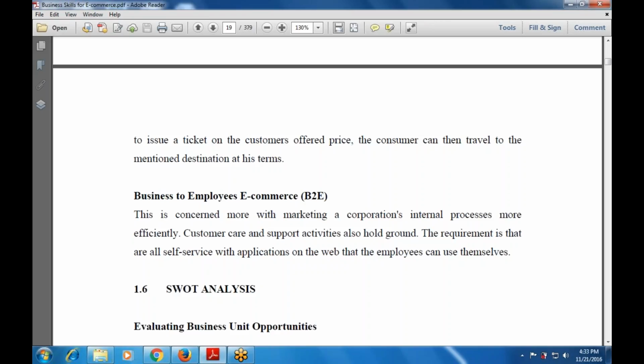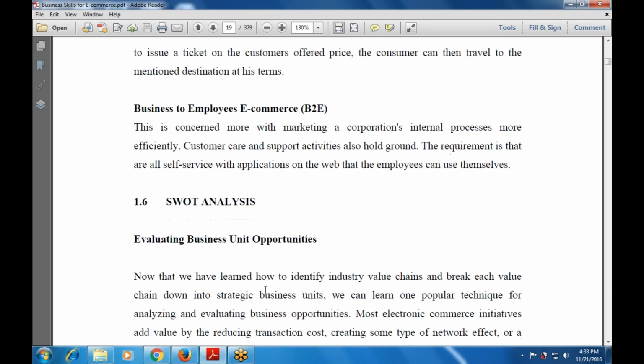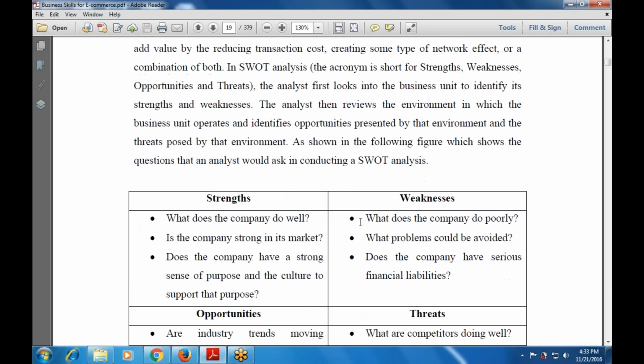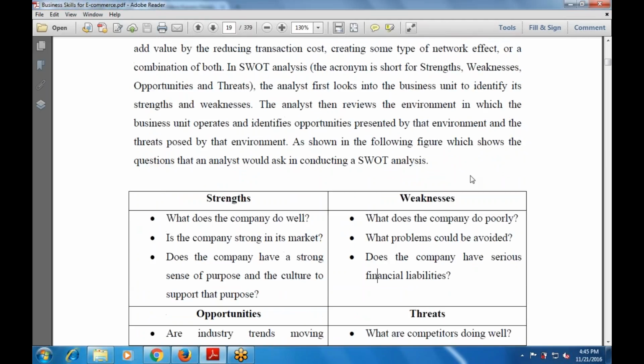The next one is SWOT analysis, that is strength, weakness, opportunity, threat, evaluating the business unit opportunities. Now let's see what the various strengths and weaknesses are: strength, weakness, opportunity, as well as threats. First, this is the strength, weakness, opportunity, threat of the company, of the business. Now, first is strength.